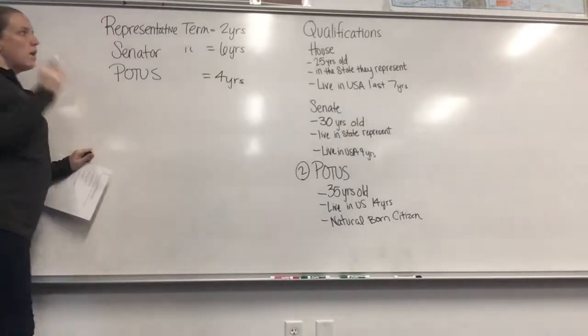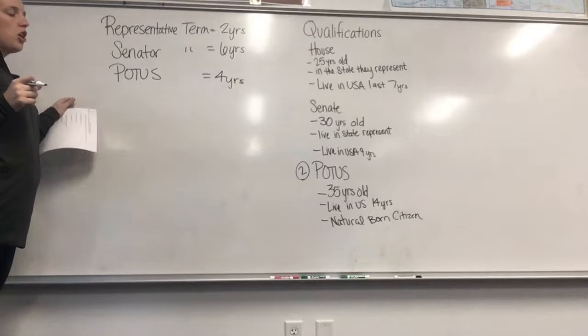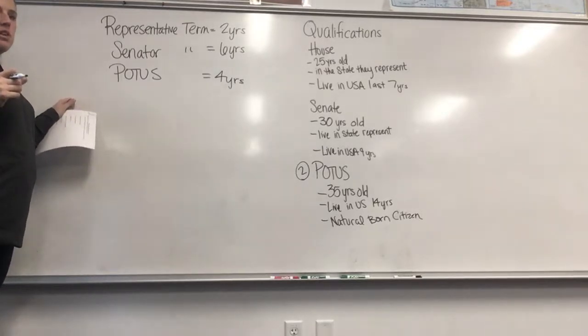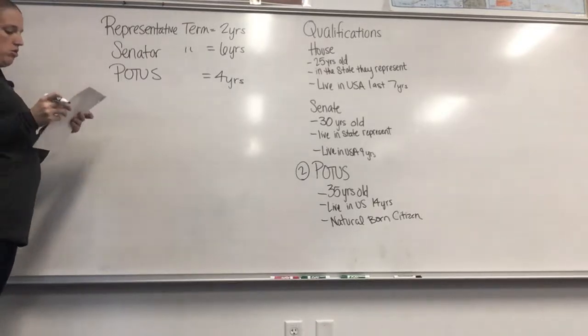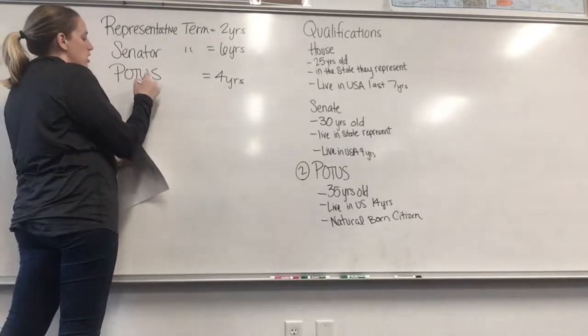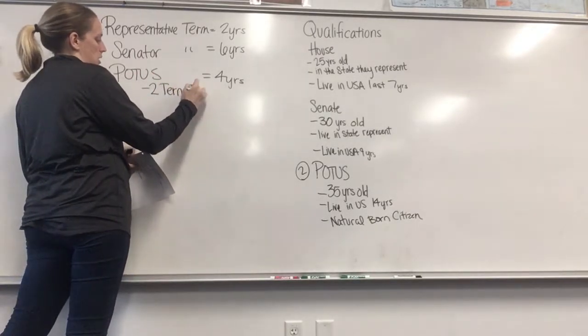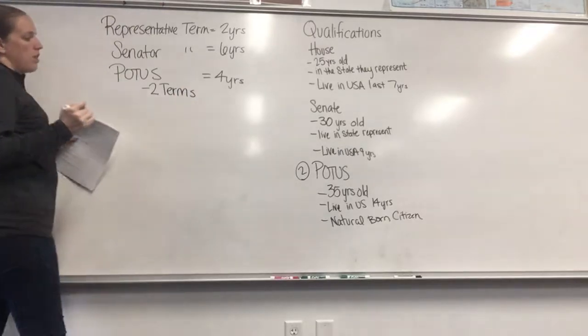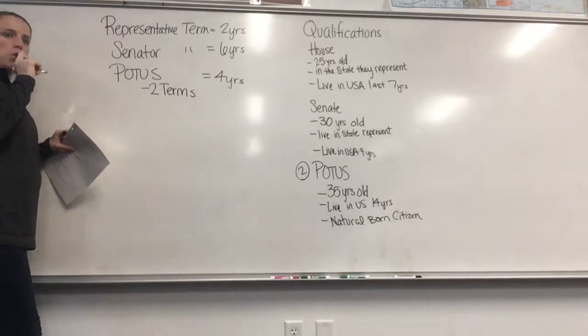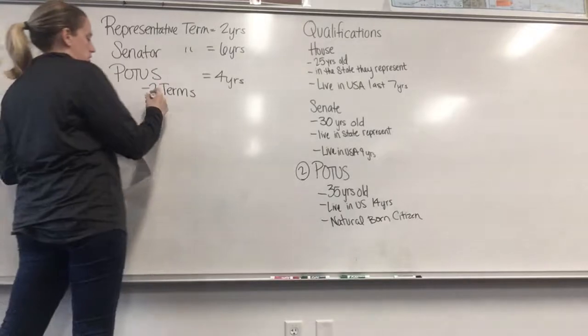Okay. Now, how many terms can a president run for? 2. Maximum of 2 terms. Or no more than 10 years.